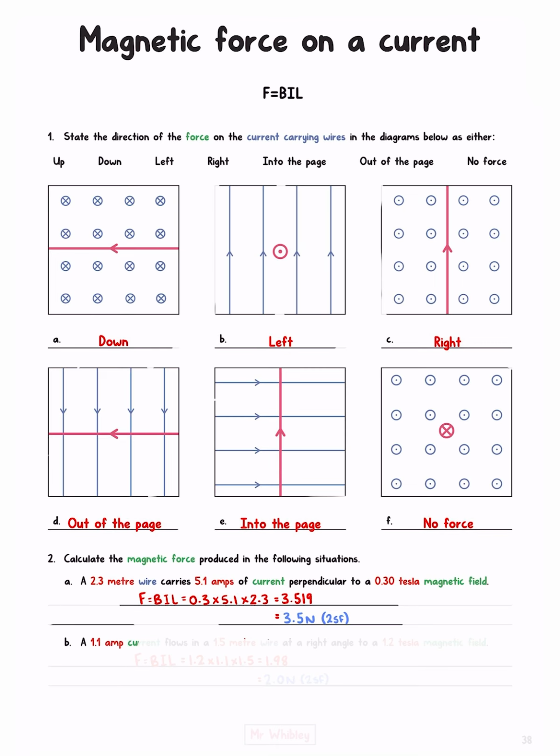A 1.1 amp current flows in a 1.5 meter wire at a right angle to a 1.2 Tesla magnetic field. Once again, using our F equals BIL, we have our field, we have our current, and we have our length, which gives us 1.98 or 2.0 newtons to two significant figures.